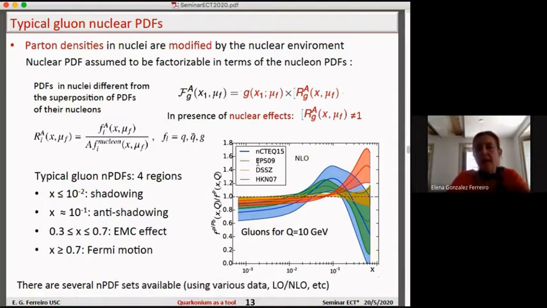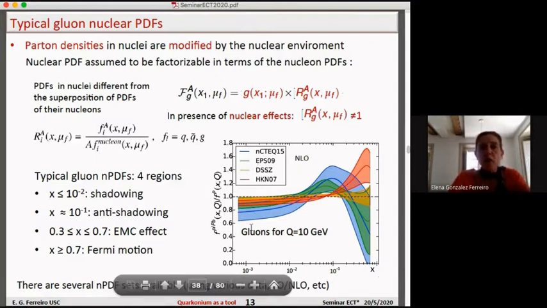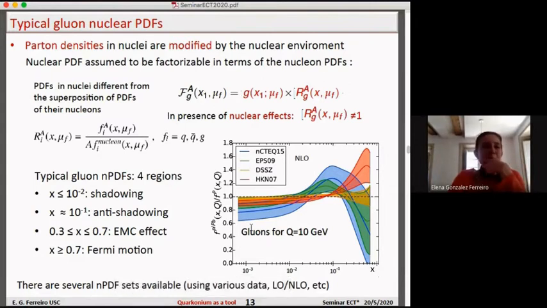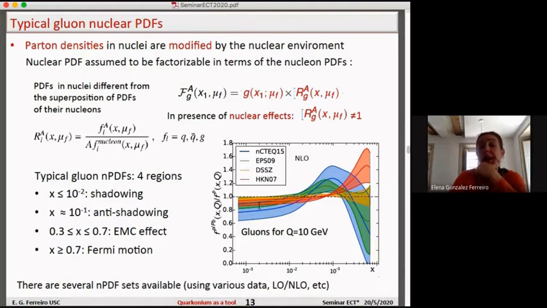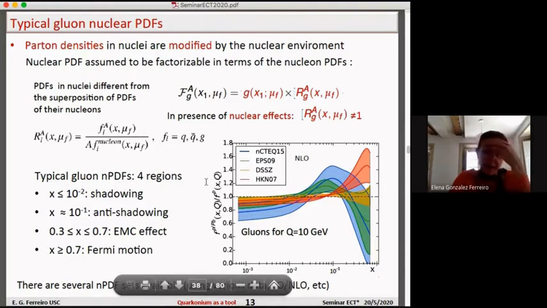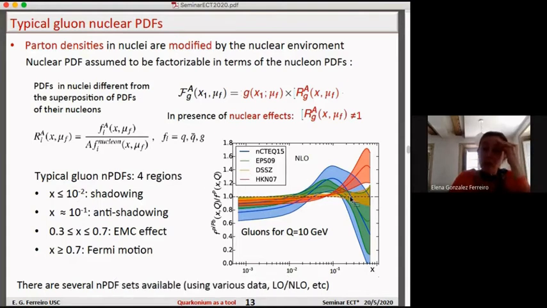There are new ones, nCTEQ, EPPS. In any case, they are fits to data that show you the behavior of those nPDFs, showing in all of them a suppression at small x, which means large energy. And many of them show an anti-shadowing at larger x. You have several PDFs available. The first effect to be taken into account should be this one when studying proton-nucleus data on quarkonia.